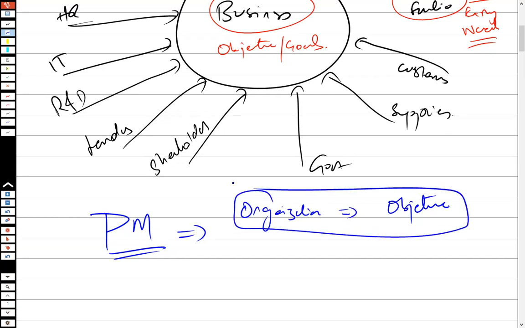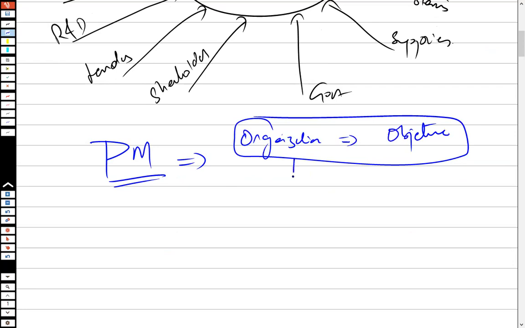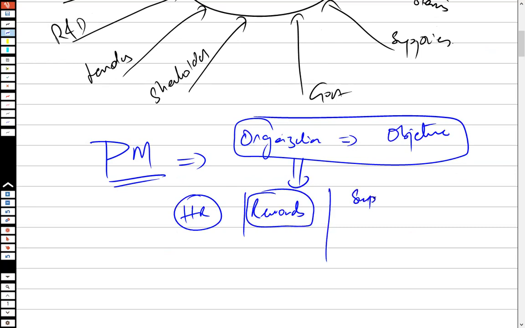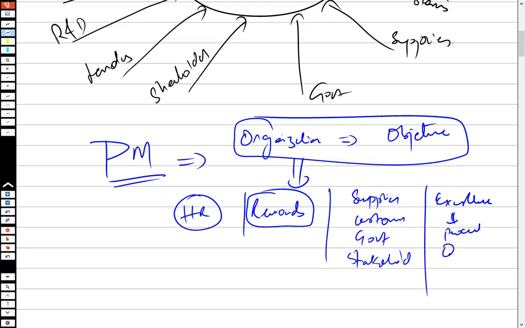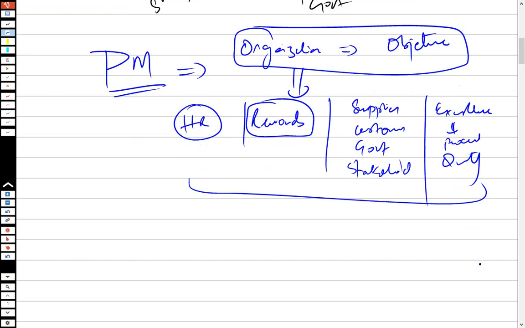And for this to happen, in this advanced performance management we discuss how to manage the HR of the business. We discuss how the organization's reward system should operate. We discuss how relationships should be managed with the supplier, the customer, the government and the other key stakeholders. We learn how to bring excellence in production and how to improve the product quality, etc.